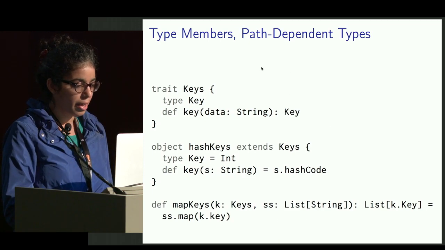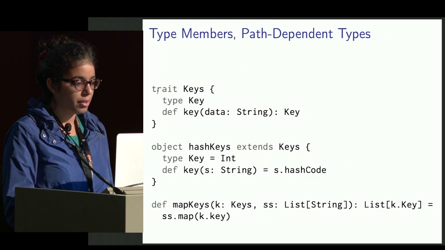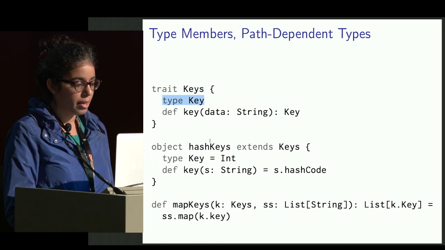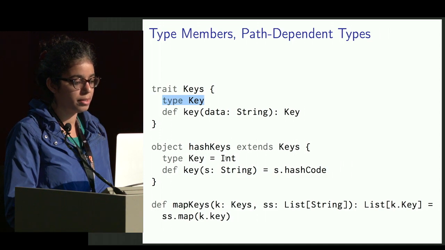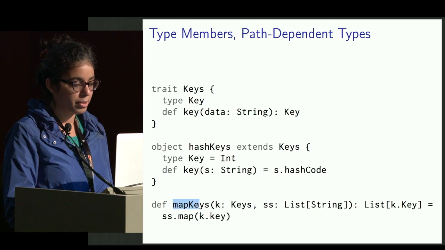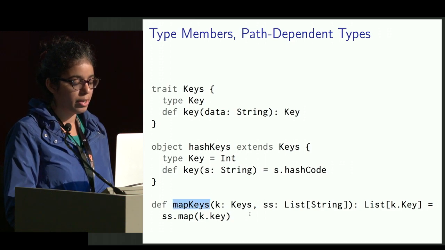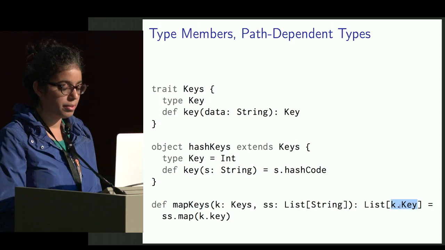So here you can think of I have just this straight Keys with this abstract type member key. And then I implement Keys using HashKeys where I say type key is equal to Int. And now I can define this mapKeys generically over any Keys, and I rely on this path-dependent type in the return type.